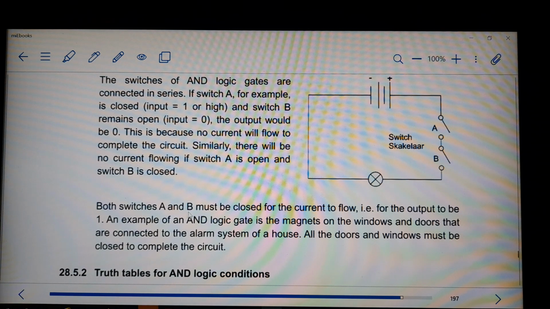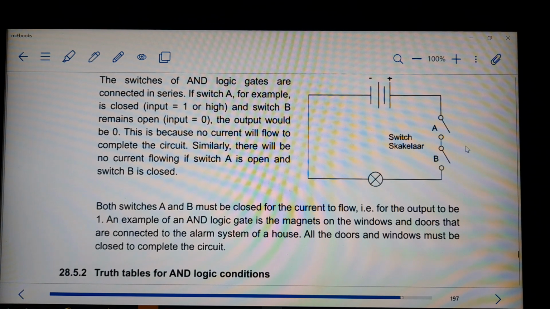So both switches A and B must be closed for the current to flow, for the output to be on. An example of an AND gate is the magnets on the windows and the doors that are connected to the alarm system of a house. All the doors and windows must be closed to complete the circuit. So the alarm system in our house uses the AND gate.